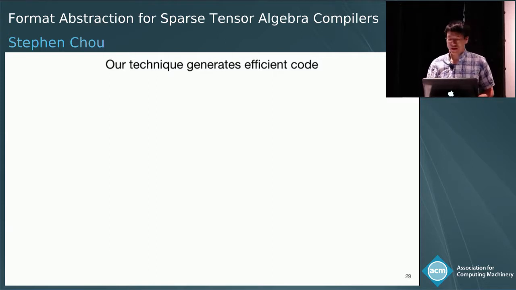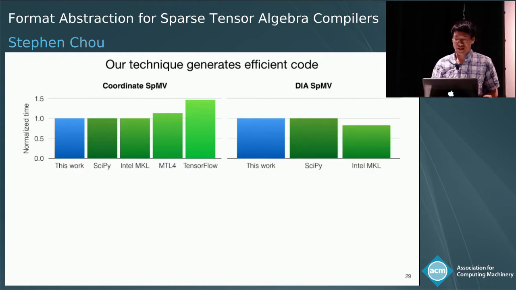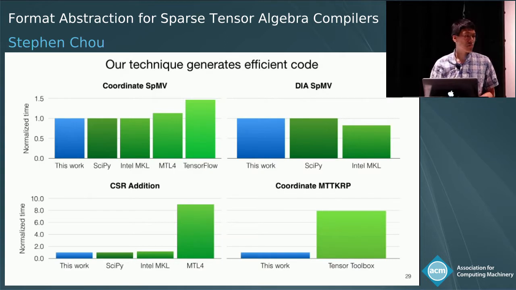To demonstrate this, we evaluated a wide range of tensor algebra operations on disparate formats, from simpler ones like sparse matrix vector multiplication with coordinate format and DIA matrices, to more complex ones like CSR matrix addition and the compound coordinate MTTKRP kernel. This last kernel in particular multiplies a 3-dimensional tensor by 2 matrices and is a key operation in many data analytics applications.